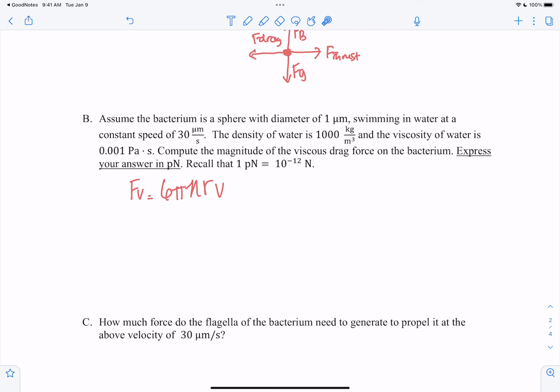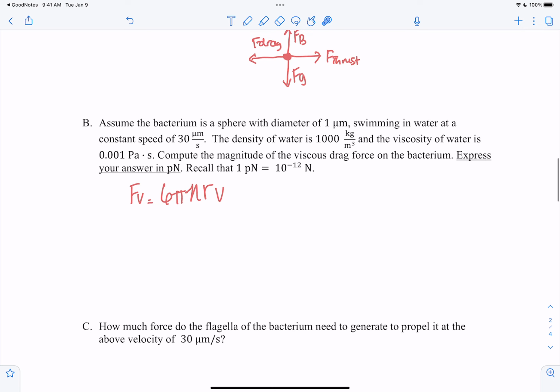Yep, absolutely. You'll convert your micrometers to meters. You're 100% right, because we want all this to be in meters, because Pascal is built on meters. So we want to make sure all our units are in meters, and that way we can then convert things properly to piconewtons. So now we have 6 pi, our viscosity, times our radius, times our speed. For diameter, we can say the radius is 0.5 micrometers, because we just divided the diameter by 2 to get our radius.